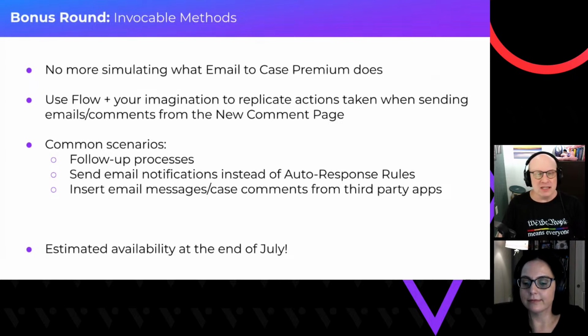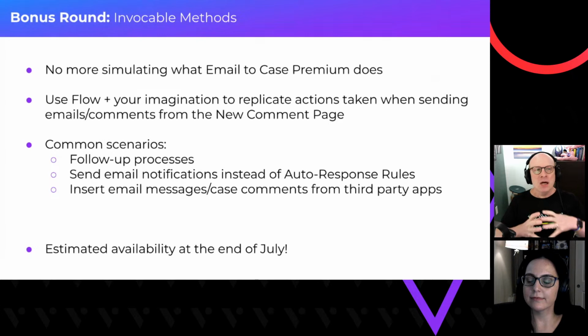And what that is designed to do is it says, if you've got Flow and you've got some imagination, we will let you call out to Email to Case Premium and say, I would like to use Email to Case Premium functionality in my automation. So basically, it's going to pretend like it's the new comment page, and you can send out content either as a public comment or a private comment. And you can choose what's in that comment.